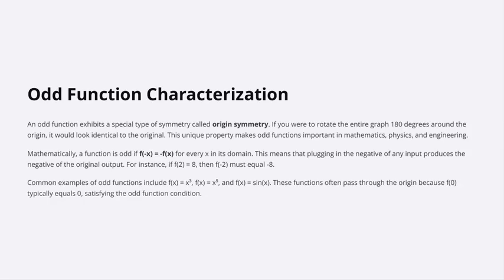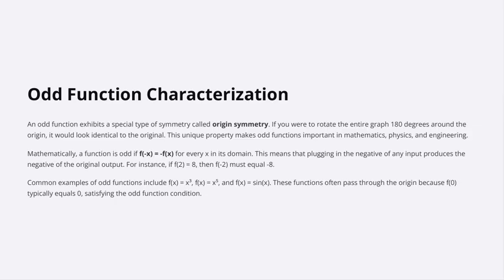Let's talk about odd functions and their unique properties. An odd function has a special kind of symmetry called origin symmetry. This means that if you rotate the graph 180 degrees around the origin, it looks exactly the same as the original graph. This symmetry is quite important because it appears in various fields like mathematics, physics, and engineering.